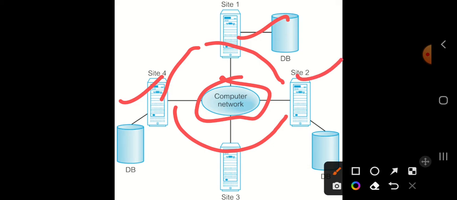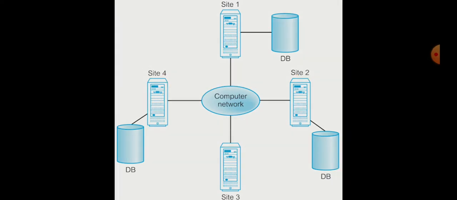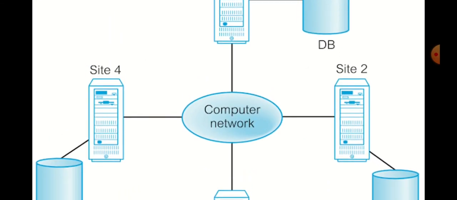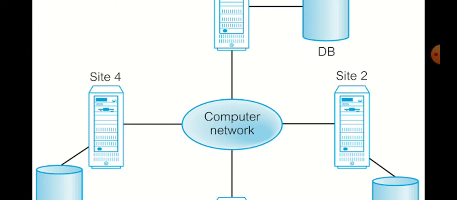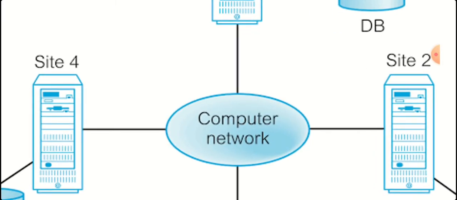Here site 1, site 2, site 3, site 4 are the computers that store the databases. It may be a single database or different databases, but they are distributed among the computers, and we are not storing them on one server. So this is what a distributed database is. Generally, a centralized database system stores the database in only one system and serves the remaining clients.